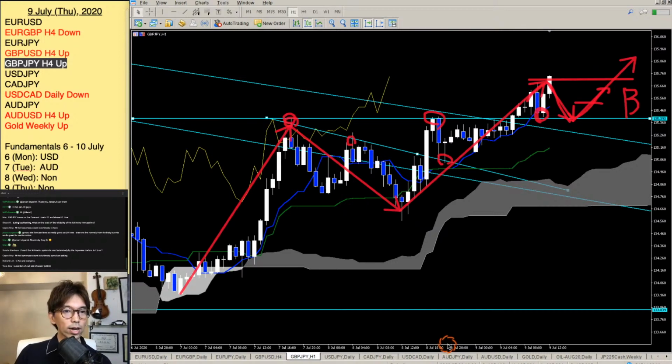During the backtesting, what are the stats of the reliability of the Ichimoku forecast lines? I don't have the stats, so I'm not really sure about that. I think one thing that you can expect is that if the price breaks the forecast lines, it continues to go upwards or downwards. But to be honest, I haven't backtested this strategy, so I'm not really sure of the reliability on that one.